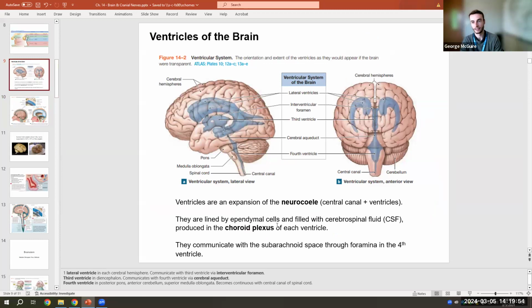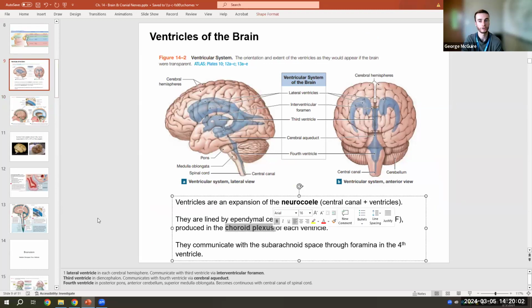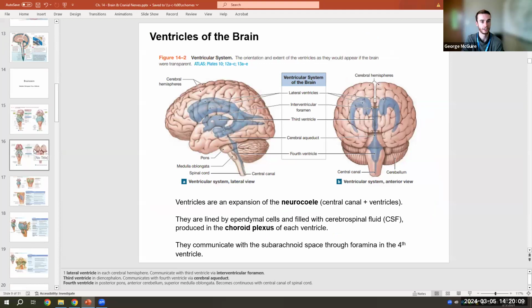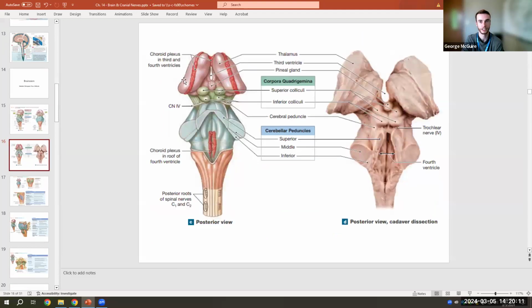Okay, and then areas of that lining, that ependymal cell lining that are responsible for producing cerebrospinal fluid are called the choroid plexus. And the major ones you kind of saw in the image we used in lab yesterday. They wrap around the thalamus and then are basically between the pons and the cerebellum. So these red structures here, these are our choroid plexi.